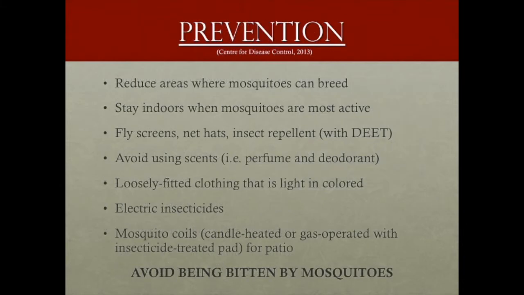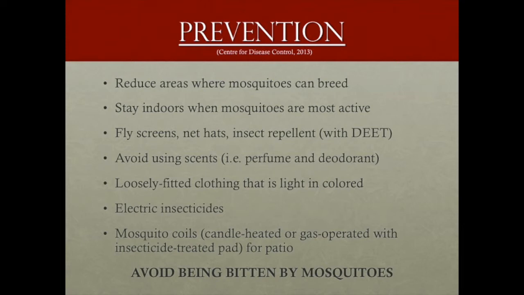You are probably asking yourself, how can you prevent getting this disease? Well, you simply have to avoid getting bitten by a mosquito. Unfortunately, this isn't a simple task. Here are some suggestions that may reduce your chances of being bitten. Reduce the places on your property where mosquitoes can breed. Stay indoors when mosquitoes are most active, which is approximately 2 hours before sunset.